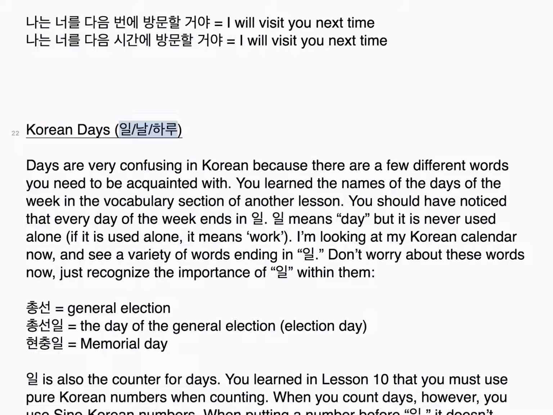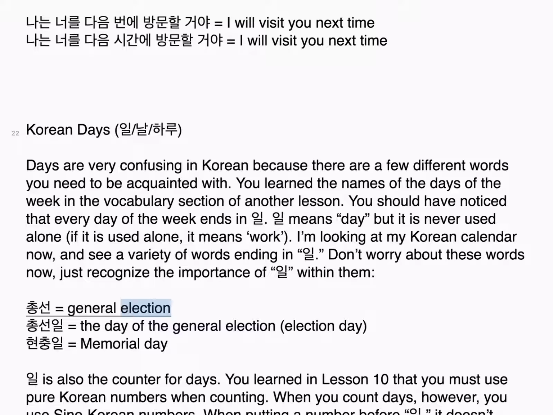Korean days. 일, 날, 하루. Days are very confusing in Korean because there are a few different words you need to be acquainted with. You learned the names of the days of the week in the vocabulary section of another lesson. You should have noticed that every day of the week ends in 일, which means day, but it is never used alone. If it is used alone, it means work. I'm looking at my Korean calendar now and see a variety of words ending in 일. Don't worry about these words now. Just recognize the importance of 일 within them.